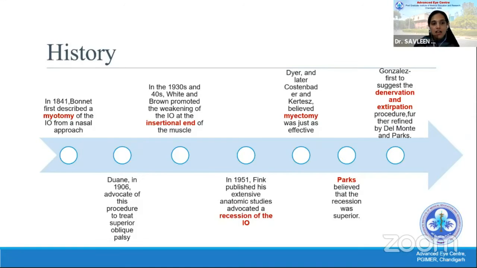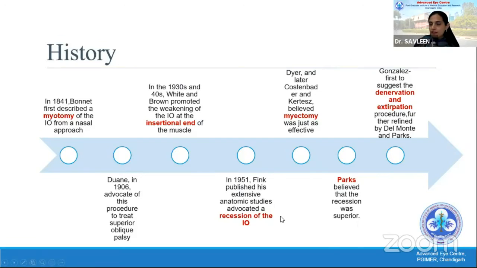So when we go back to look at the history of inferior oblique surgeries, it was originally described in the form of a myotomy from a nasal approach by Bonnet in 1841. Further modifications to the procedures were done, and its indications expanded to treating superior oblique palsy. And then insertional end of the muscle was where the maximum surgeries were being planned, because if you weaken at the insertion end, the more weakening effect was obtained.